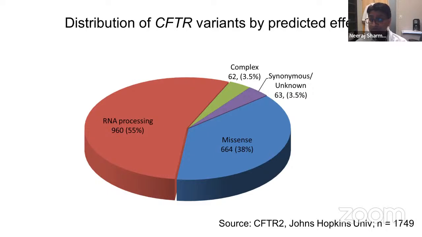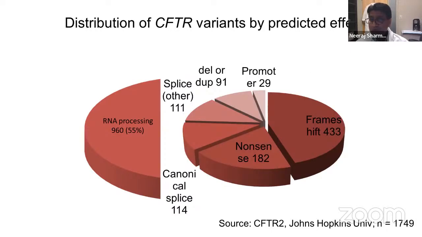There could be RNA processing defects, missense variants, certain synonymous variants, and complex variants as well. Among RNA processing, you can see that there could be splice variants, out of which some are canonical splice, which are easy to predict. There could be deletions, duplications, and variants in the promoter region. There are nonsense mutations and frameshifts. The majority of my talk today will focus on these RNA processing defects, for reasons that I'll come to in my next slides.